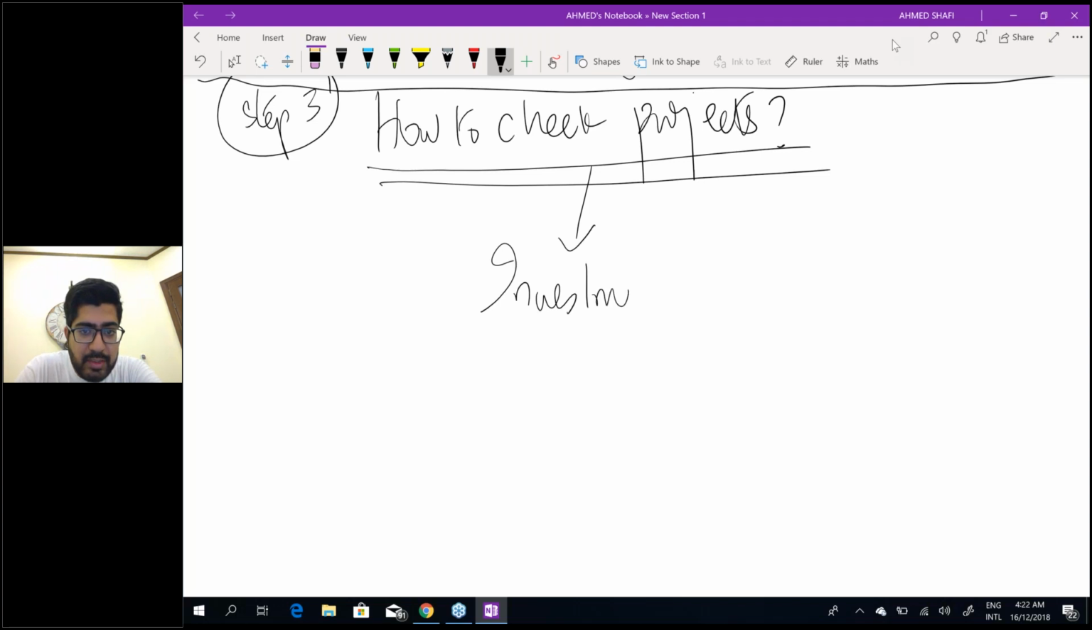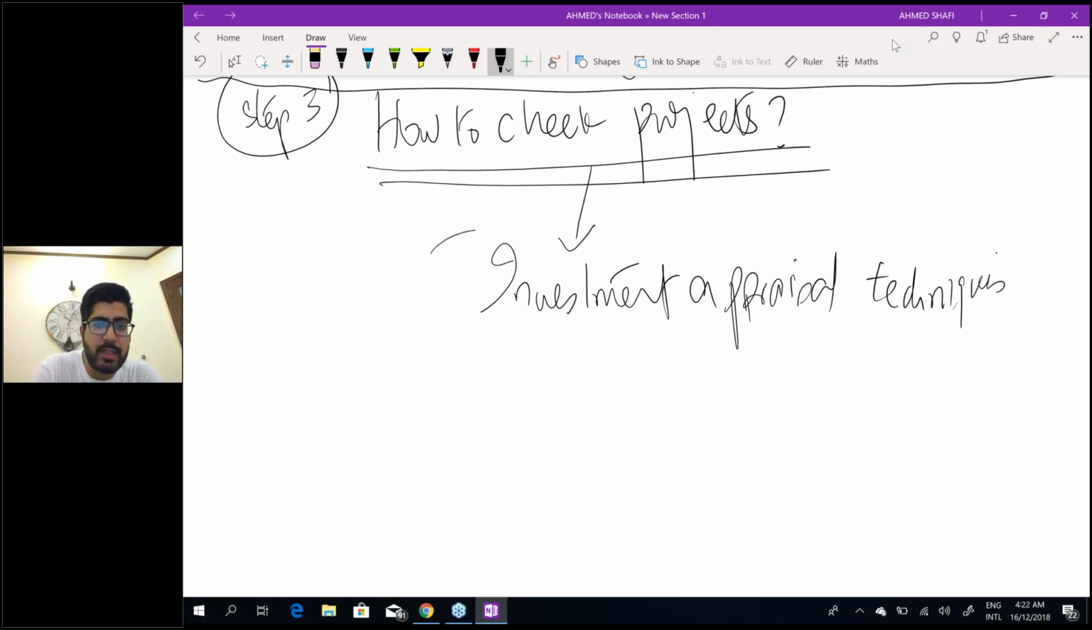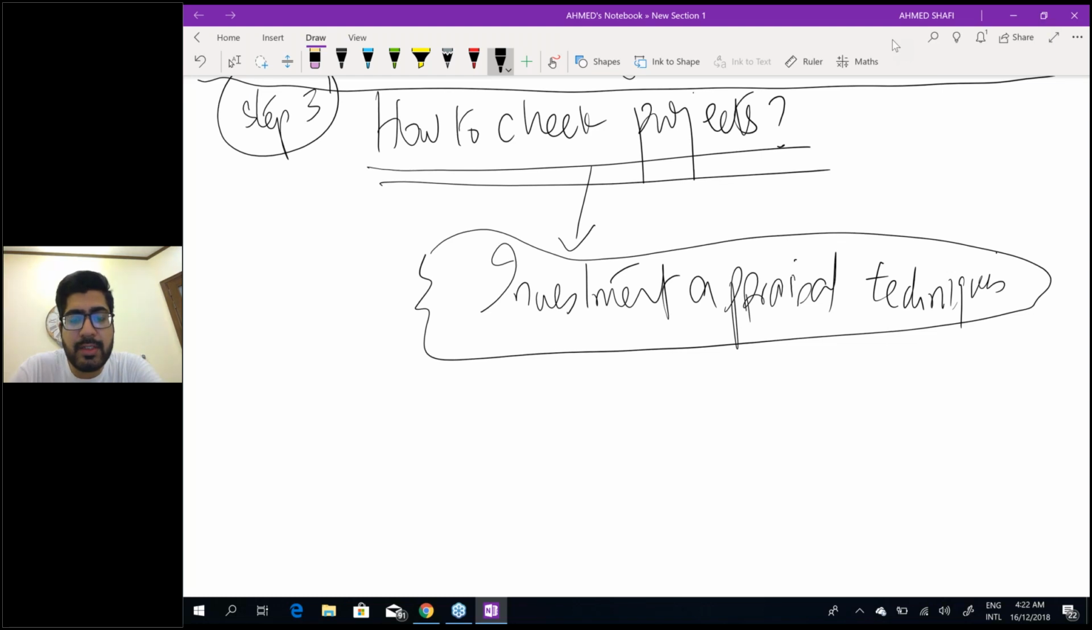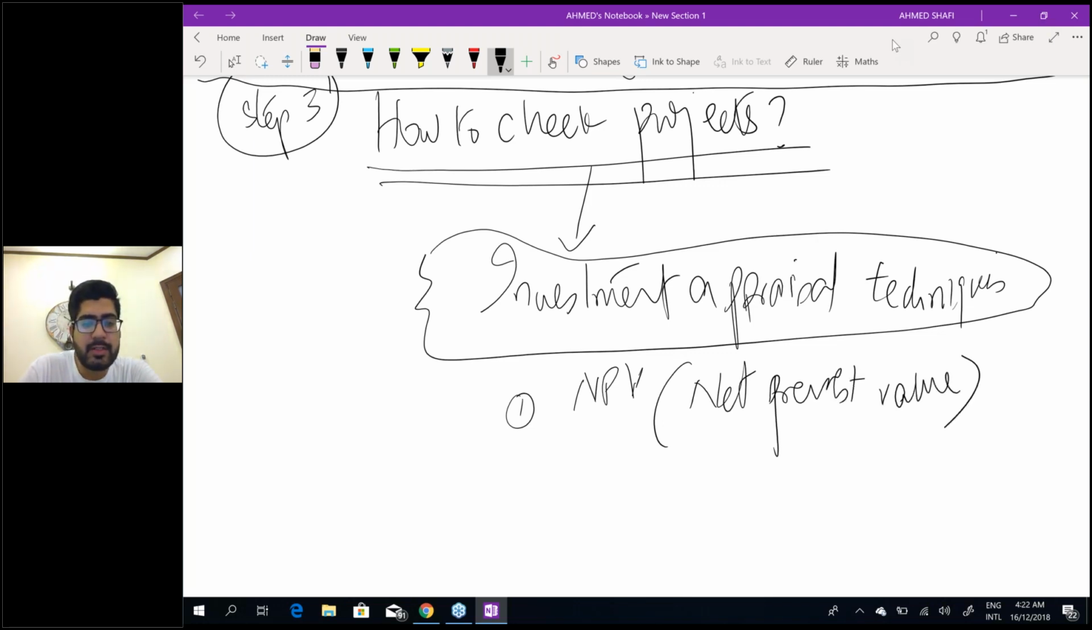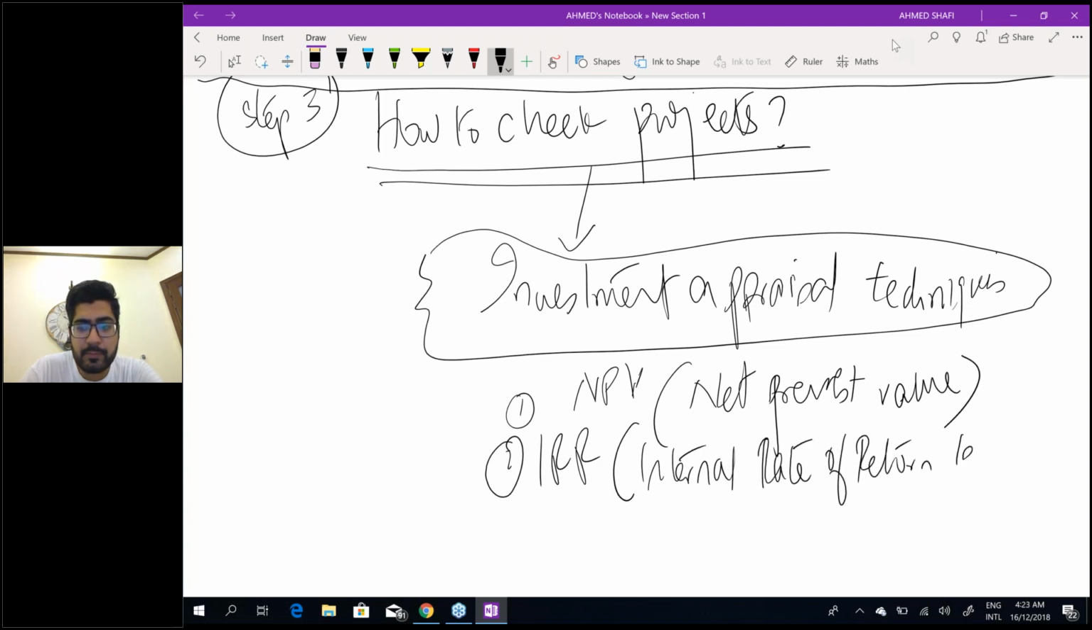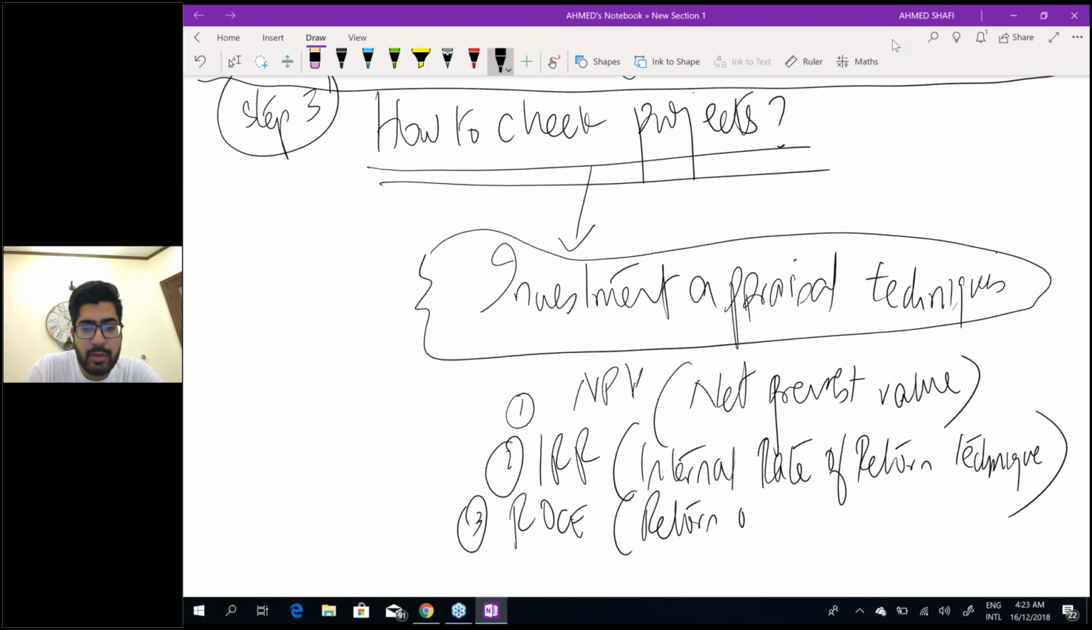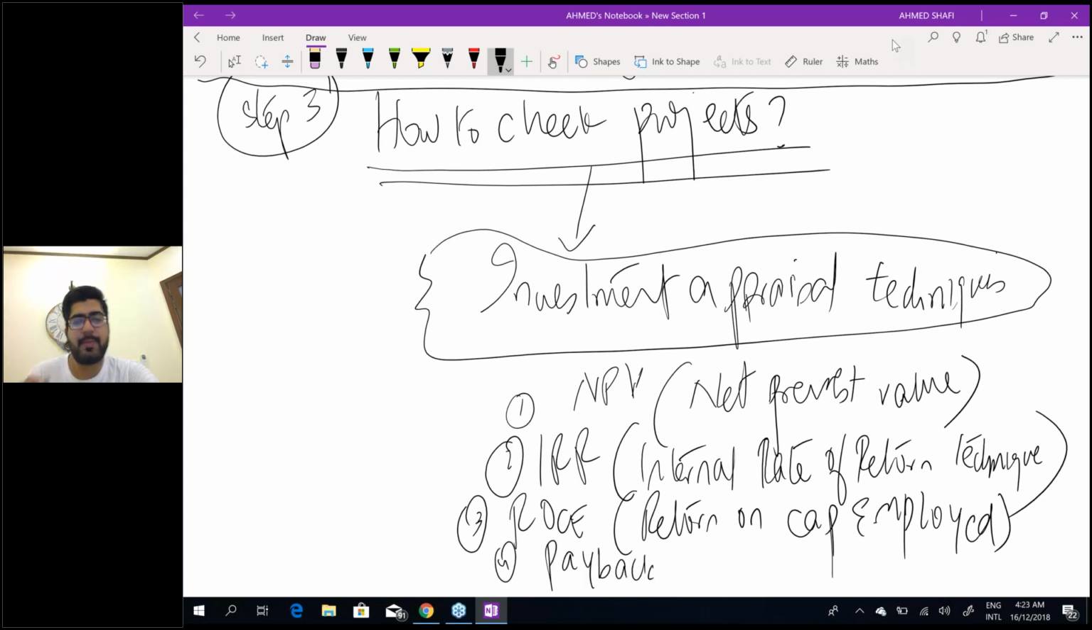Projects are checked through different investment appraisal techniques. There are four investment appraisal techniques to check projects. One is called NPV, net present value technique. Second is called IRR, internal rate of return technique. Third is called ROCE, return on capital employed technique. And fourth is called payback technique.